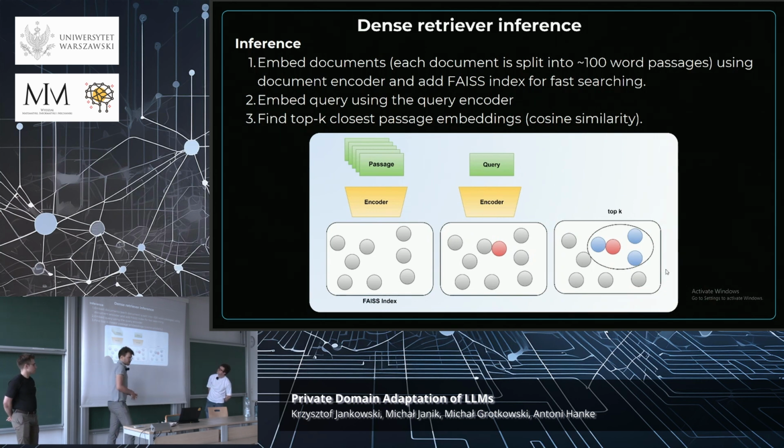When we have trained our retriever, we can then perform inference. Since our corpus is static, we usually have a database of those vectors, so we don't have to compute them every time. Then we just pass the query through the encoder, we get a vector, and we look at the closest ones.